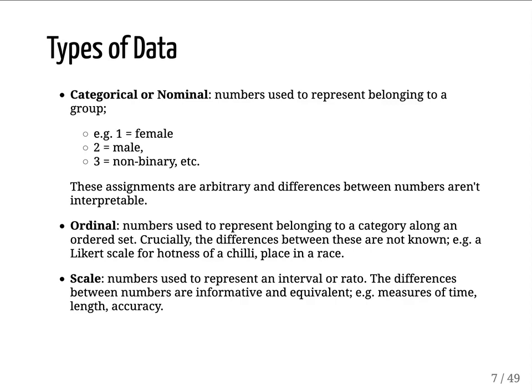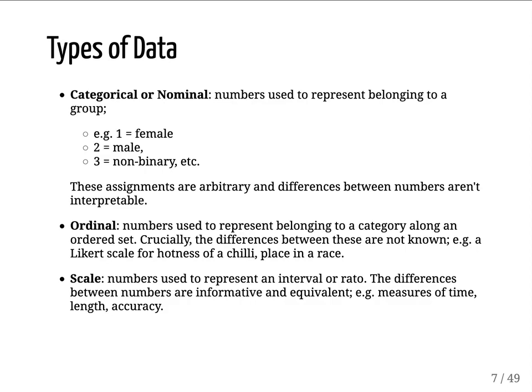But differently from this, we might collect some data where the numbers represent a category along an ordered set. What I mean by this is that I might be looking at, for example, the place in which people finished in a race.